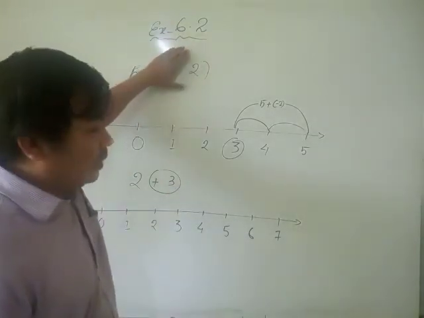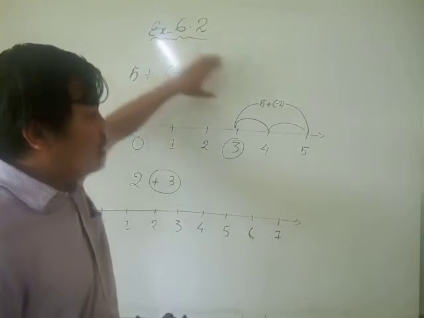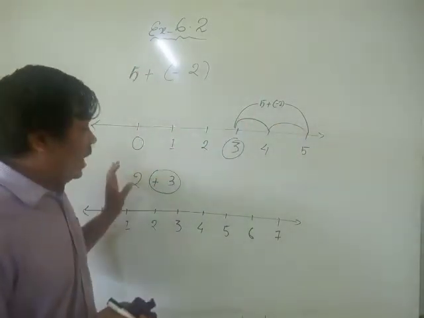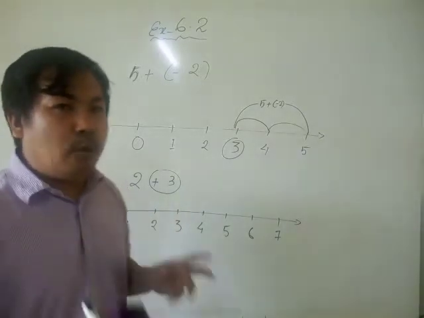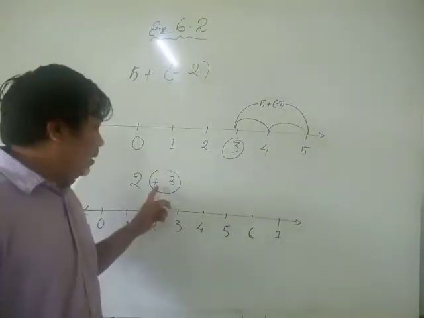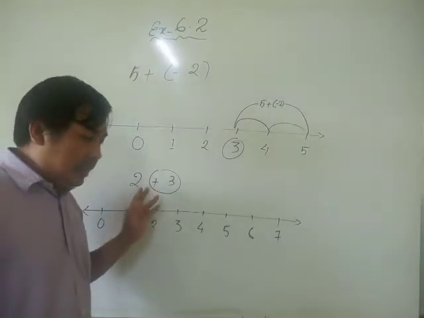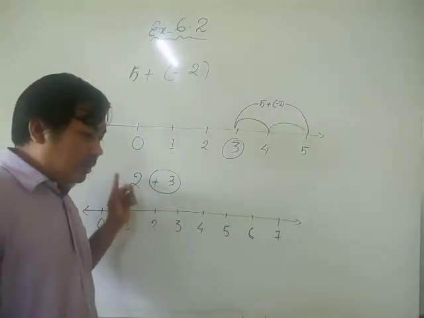Here, when we were adding a negative integer, we used to move from the number towards the left side. But here we are adding a positive integer. We are adding a positive integer to a number. Which number? The number is 2.